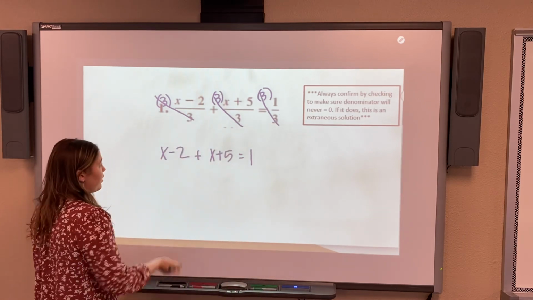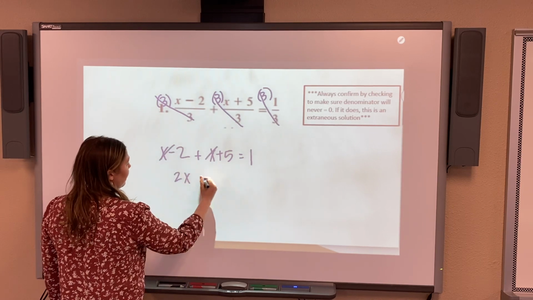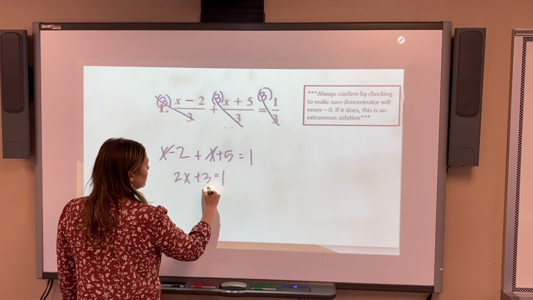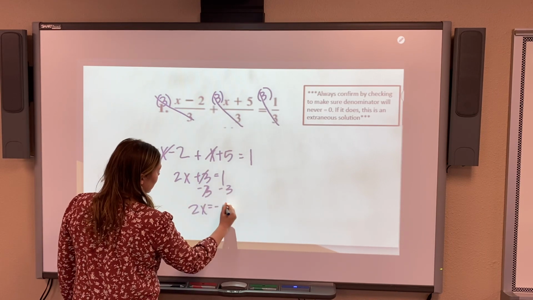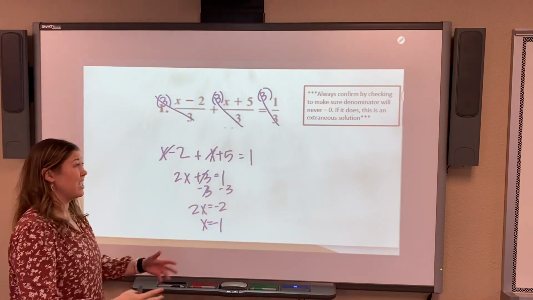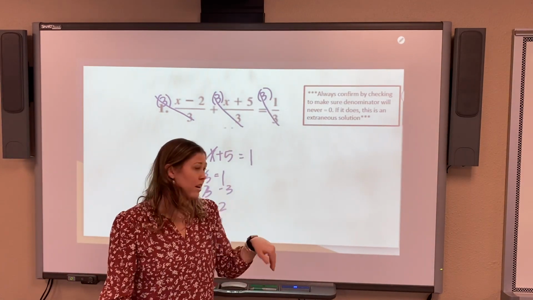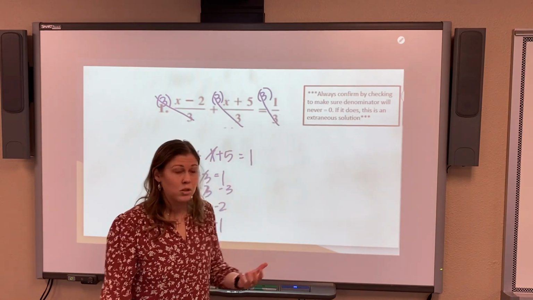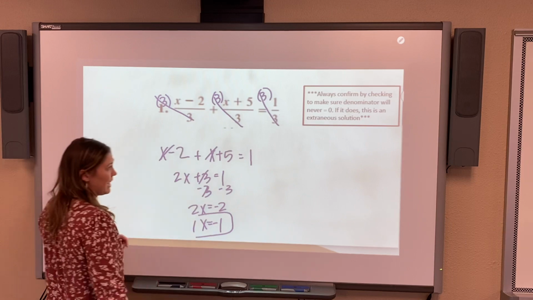Now we just solve for x. x plus x is 2x. Negative 2 plus 5 is 3, equal to 1. Subtract 3 from both sides, so we get 2x is equal to negative 2. x is equal to negative 1. We don't have to worry about any extraneous solutions because our denominator here is just 3. We're not going to divide by any variables, so we are good to go. Here is your answer. Bada bing, bada boom.